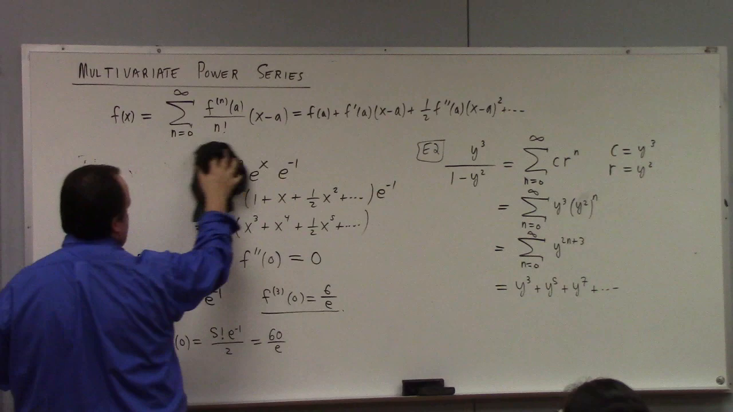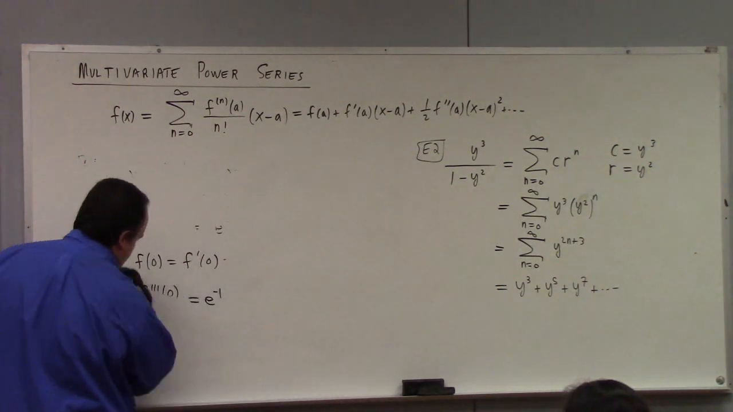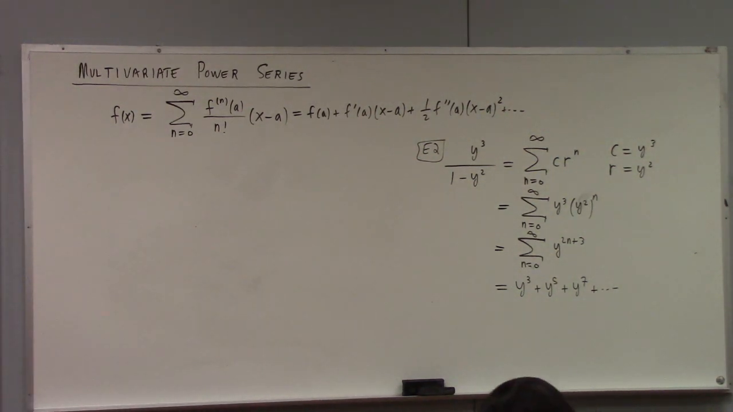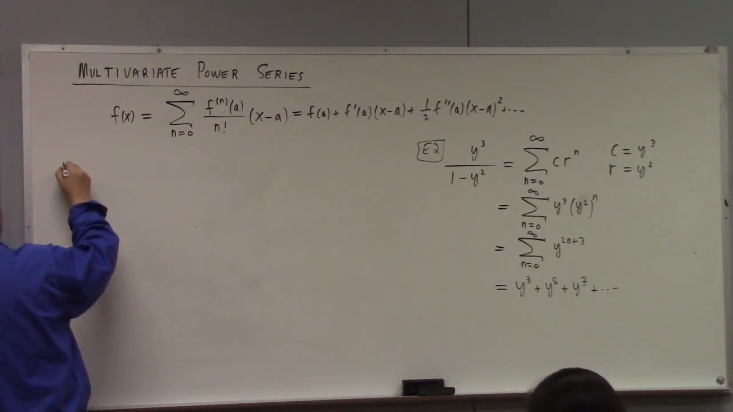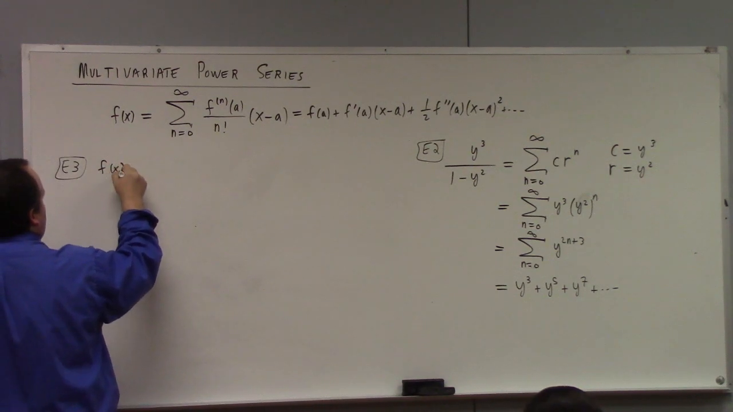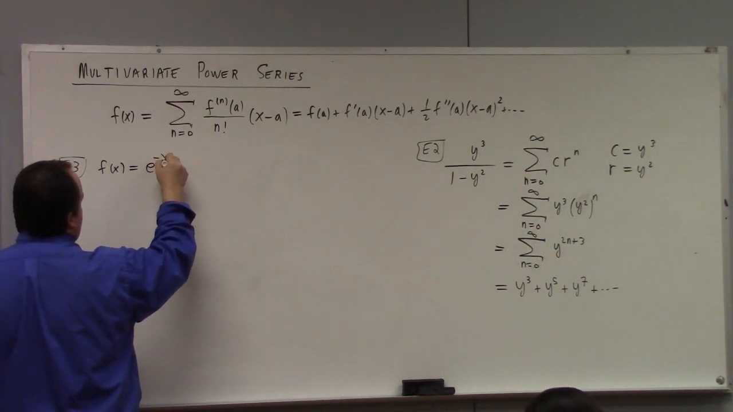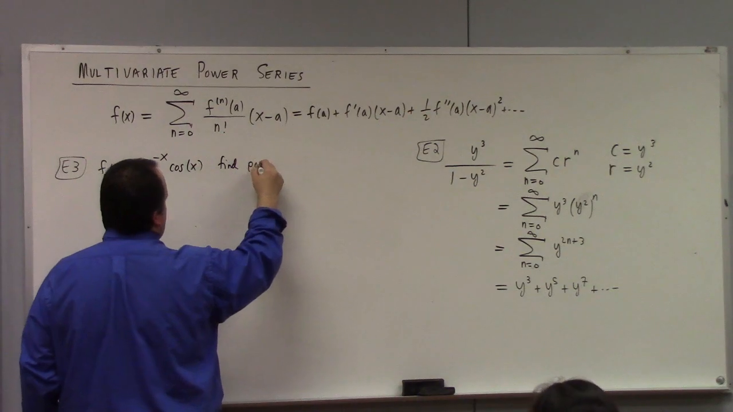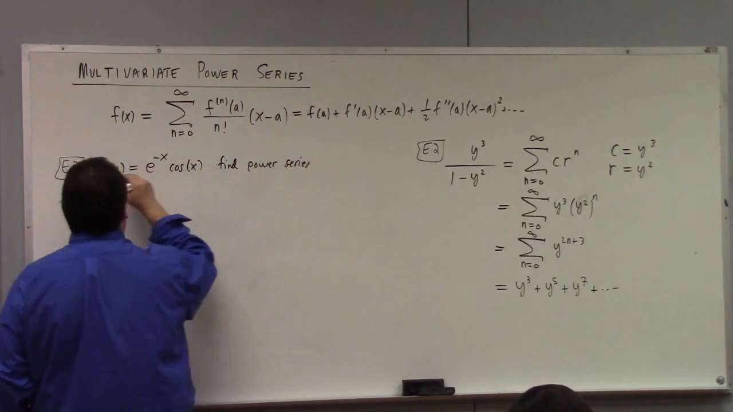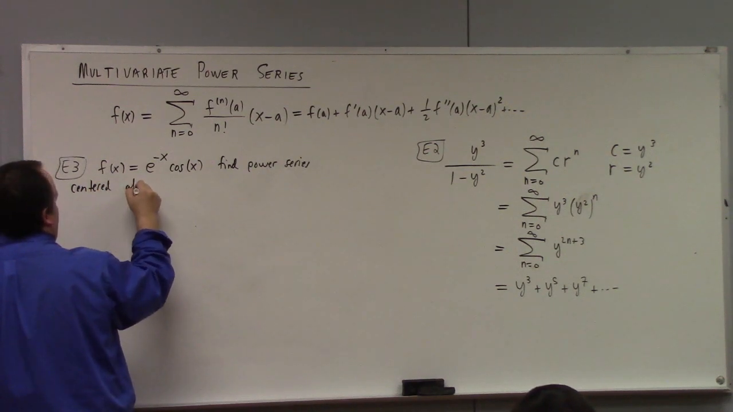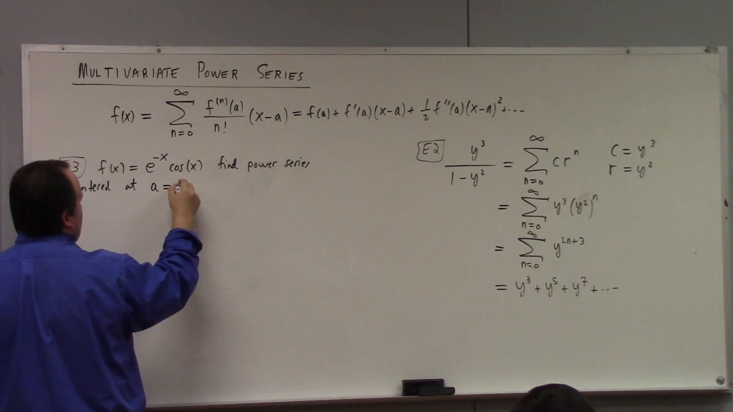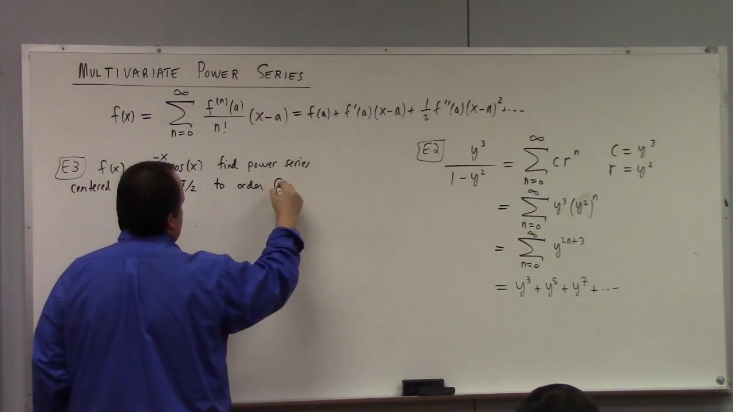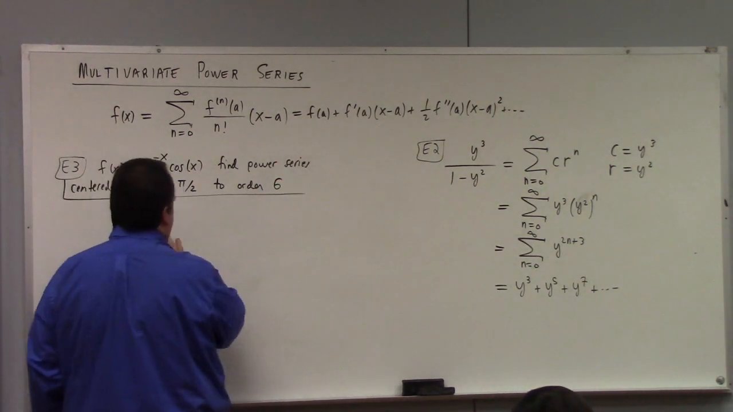What if I wanted, let us suppose, to find, let's say, we're looking at f of x equals e to the minus x times the cosine of x, and let's find a power series centered at a equals, let's say, pi over 2, to order, let's say, 6 for giggles. I'm probably going to regret that.